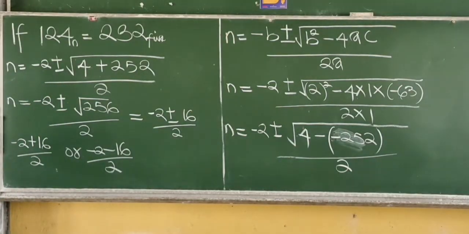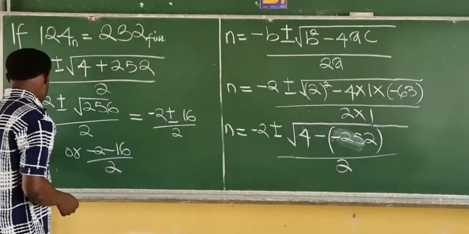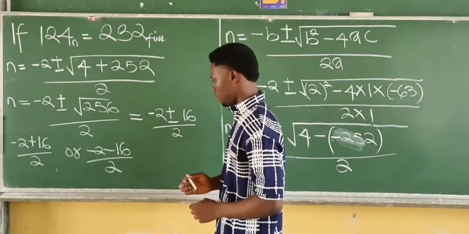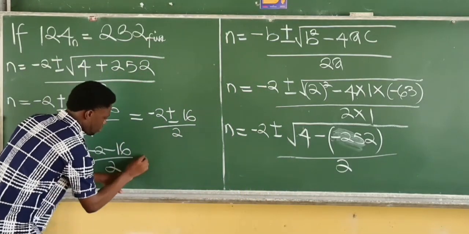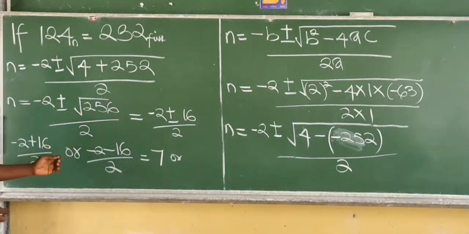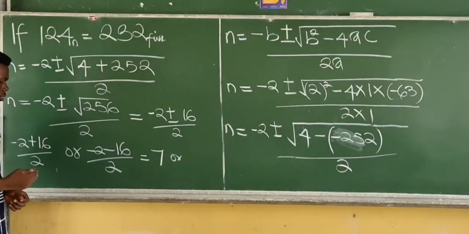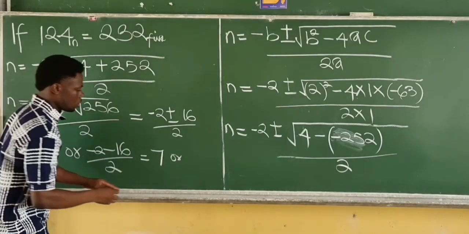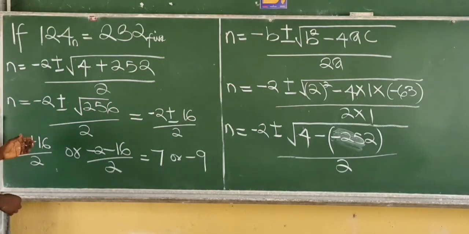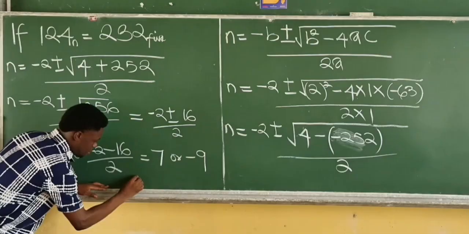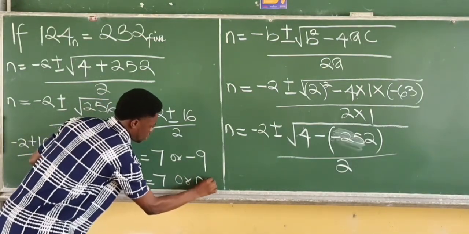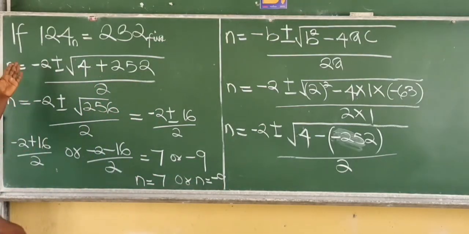Okay, from the first root, let's evaluate this. Minus 2 plus 16 is the same as 16 minus 2, which gives 14. And 14 divided by 2 gives 7. Or minus 2 minus 16 is minus 18, and minus 18 divided by 2 gives minus 9. Therefore, the root of the equation or the solution to this problem is n is either 7 or n is either minus 9.